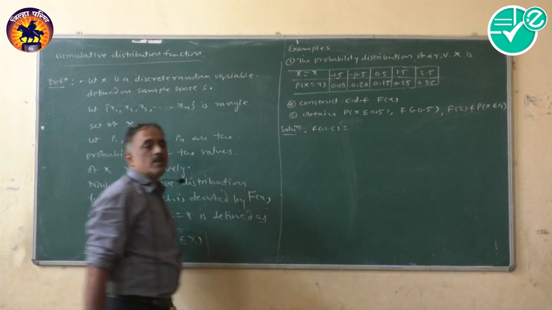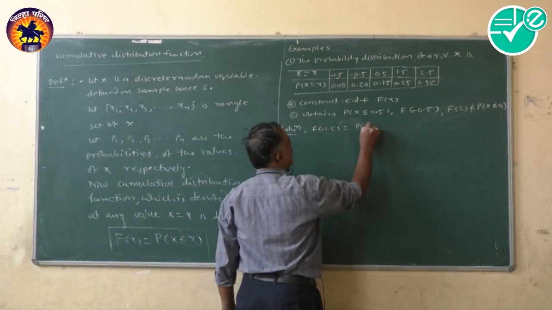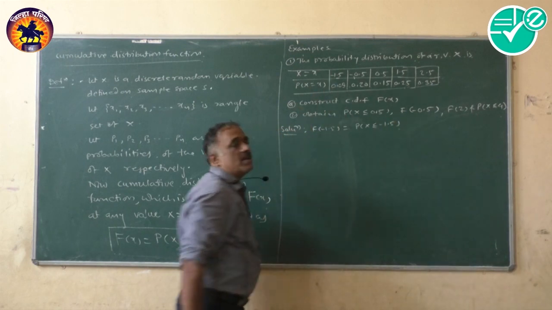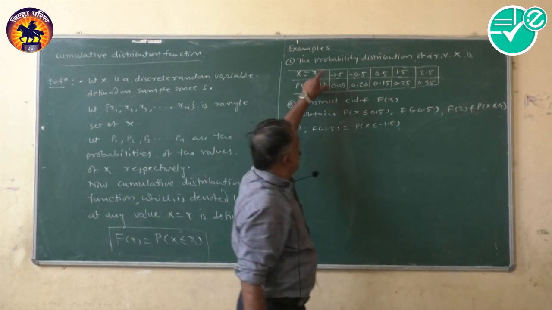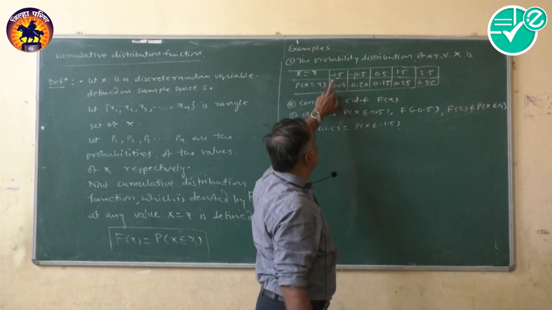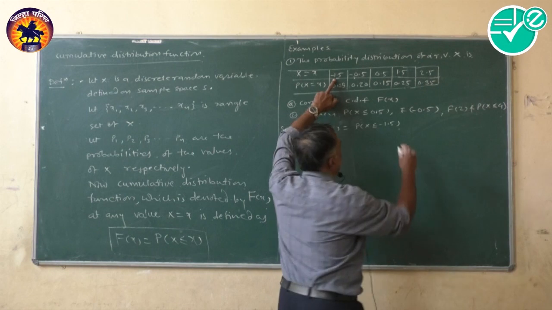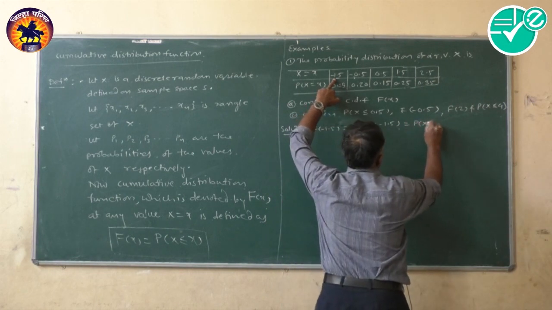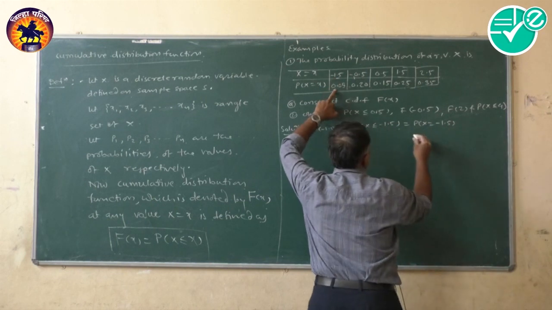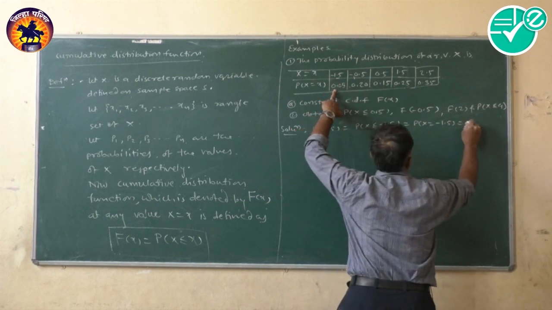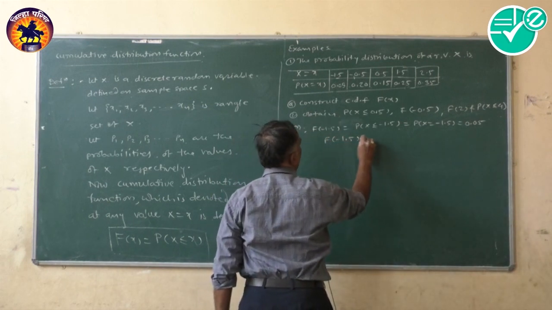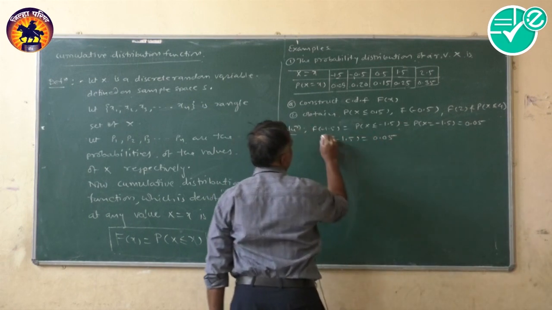So F of minus 1.5 will be the probability that x is less than or equal to minus 1.5. You can check from the table which are the values of x which are less than or equal to minus 1.5. It is only one value, equal to minus 1.5, and therefore it is exactly equal to the probability that x is equal to minus 1.5. And what is that probability? That probability is 0.05. So F of minus 1.5 is equal to 0.05.